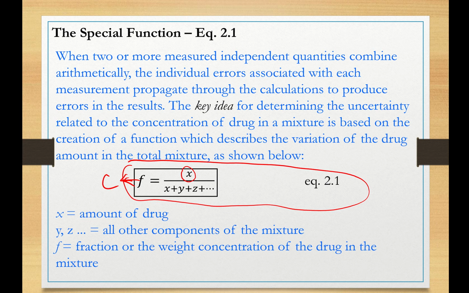To assess the uncertainty of drug concentration in a mixture, you need to take the total differential of equation 2.1, and this can be achieved simply by taking the partial derivative of each component. So basically, you vary drug X while you keep Y and Z constant, and then you vary component Y while you keep X and Z constant, and then you vary Z while you keep X and Y constant.